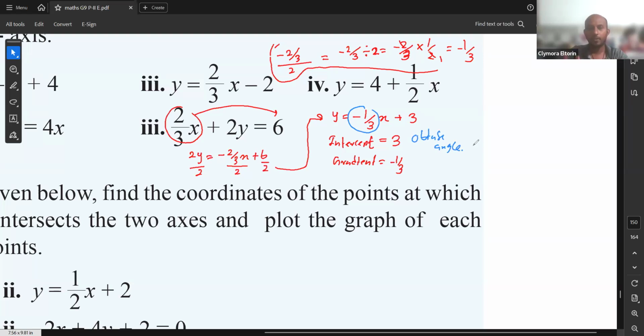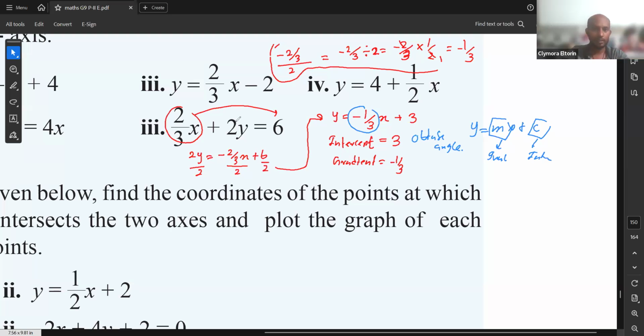Without plotting the graph, we are now able to say what the gradient is and what the intercept is. Now I think you have a rough idea. This is the summary: if the equation is y equals mx plus c, m denotes the gradient and c denotes the intercept.